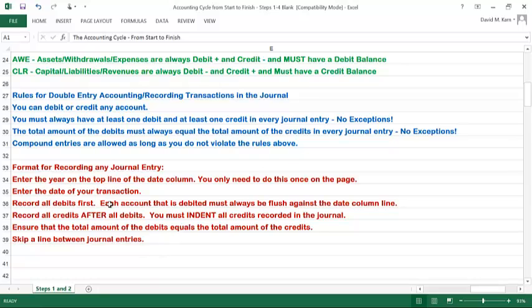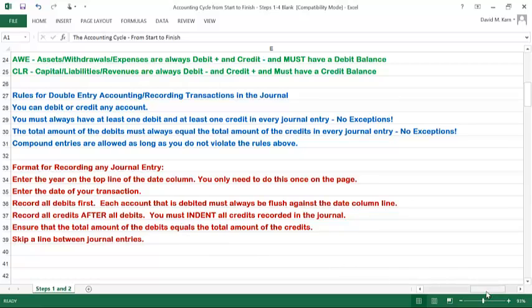You'll record all of your debits first. Each account that is debited must always be flush against the date column line. After you've done all of your debits, you record all of your credits, and you must indent all of your credits recorded in the journal. You have to ensure that the total amount of the debits equals the total amount of the credits, and then once you're done, skip a line before you do the next journal entry.